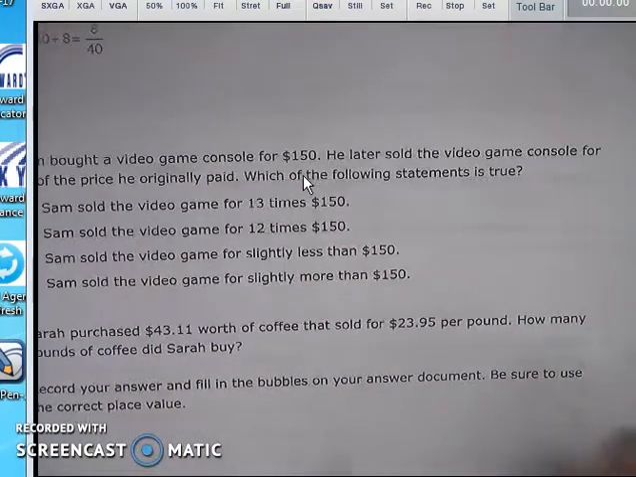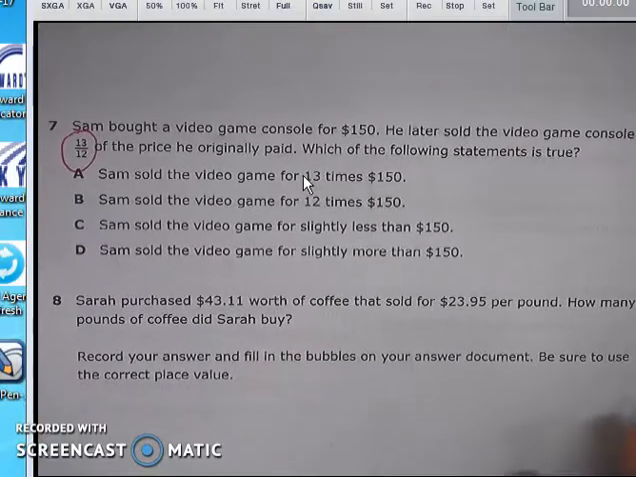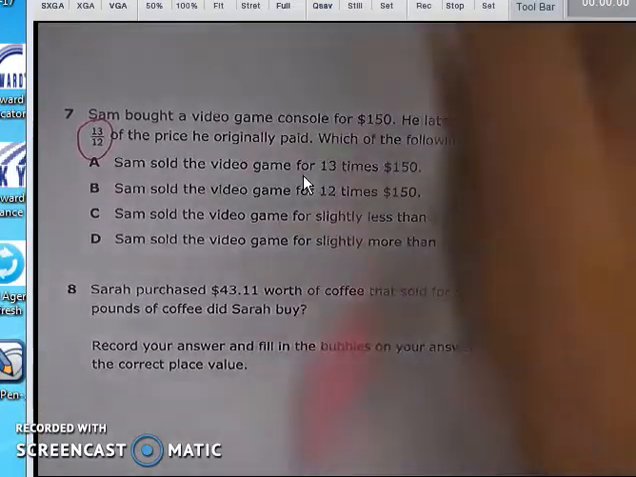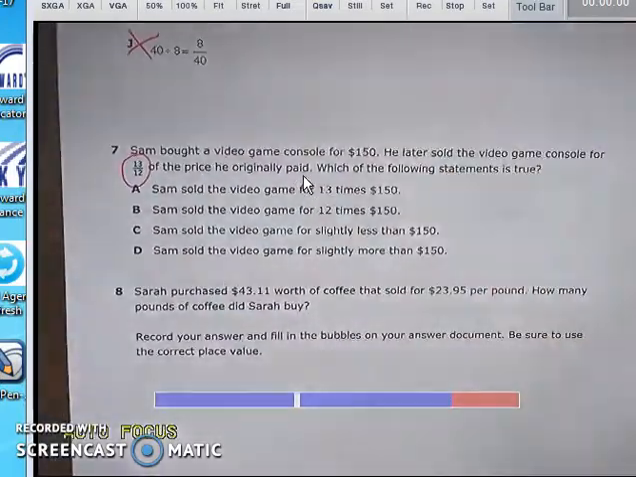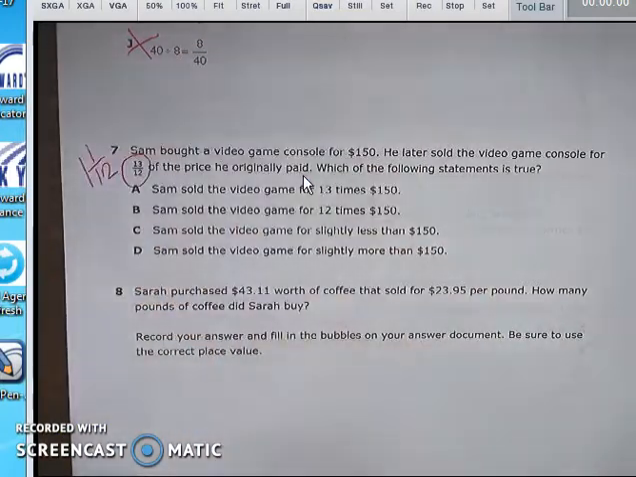Sam bought a video console game for $150. He later sold the video game console for 13/12 of the price that he originally paid. Which of the following statements is true? 13/12 is a fraction greater than 1. It's 1 and 1/12. More than 1. So if he's selling it for more than he paid for it, he is going to make more money.